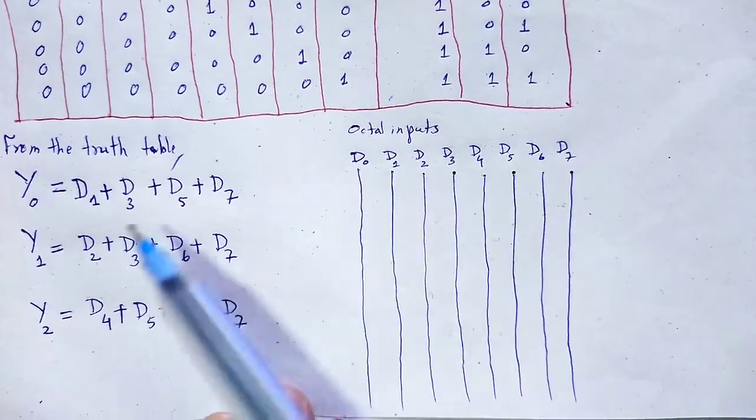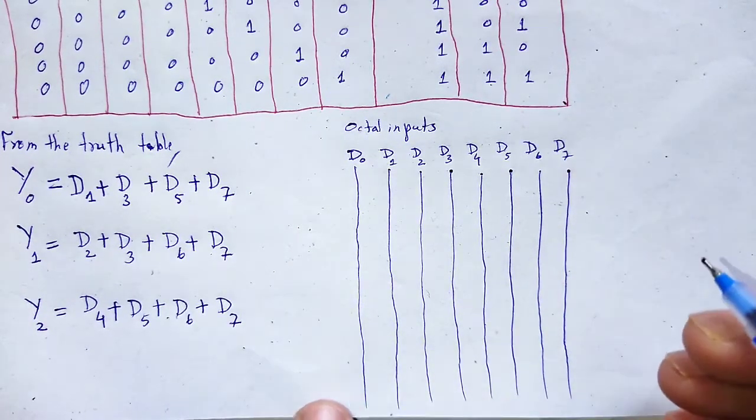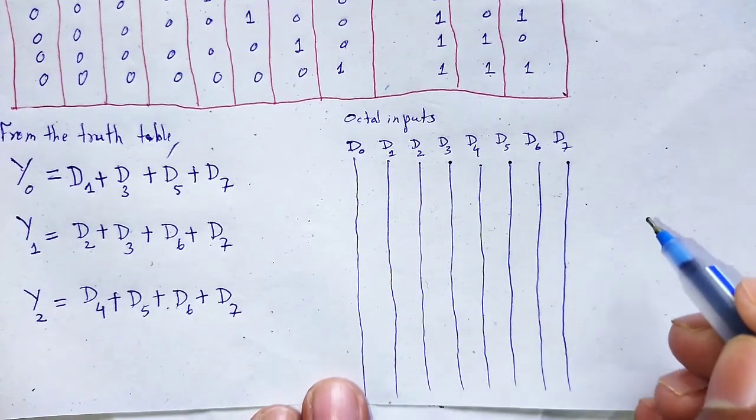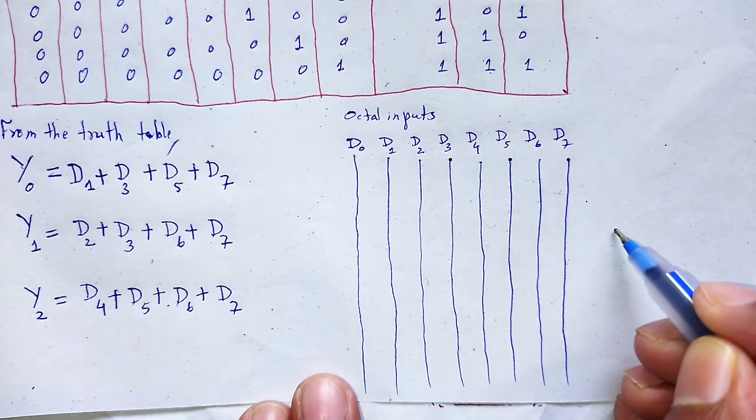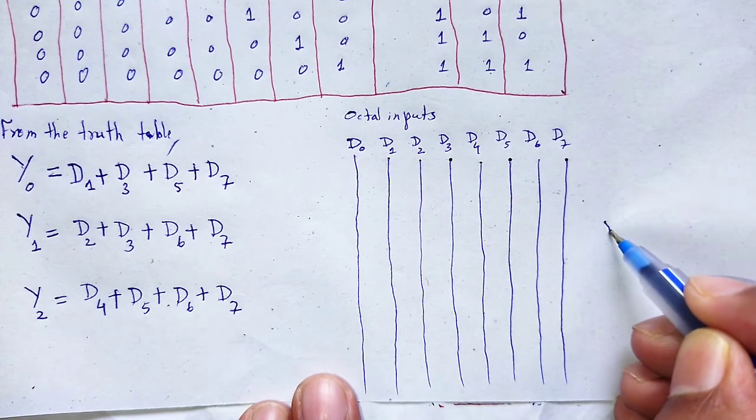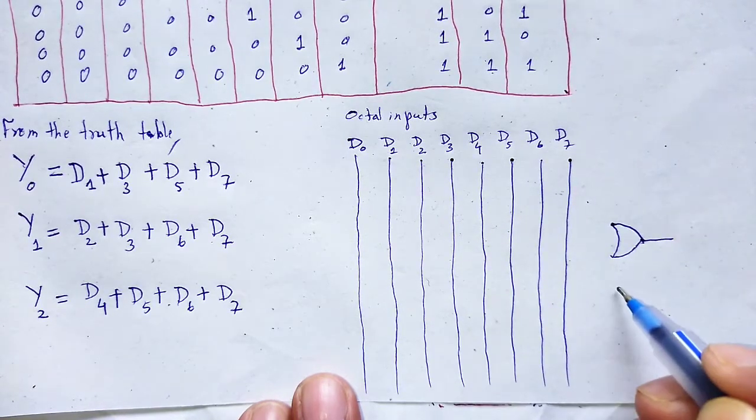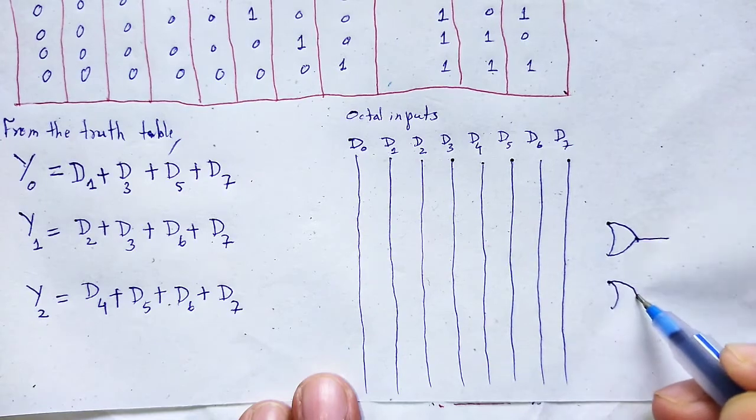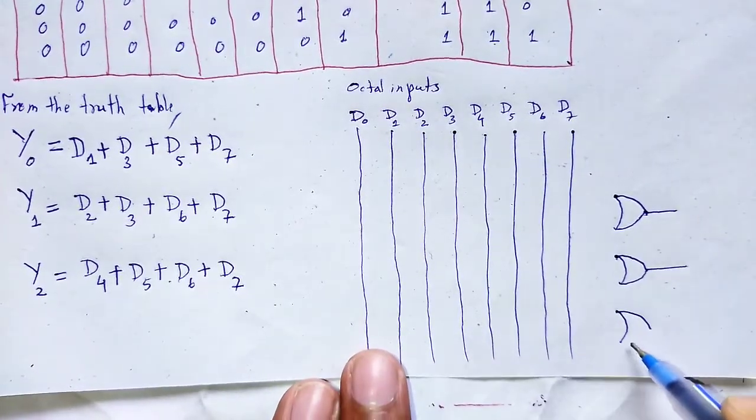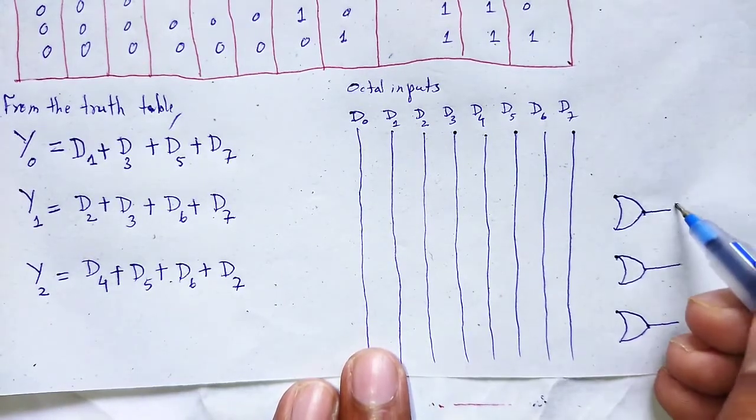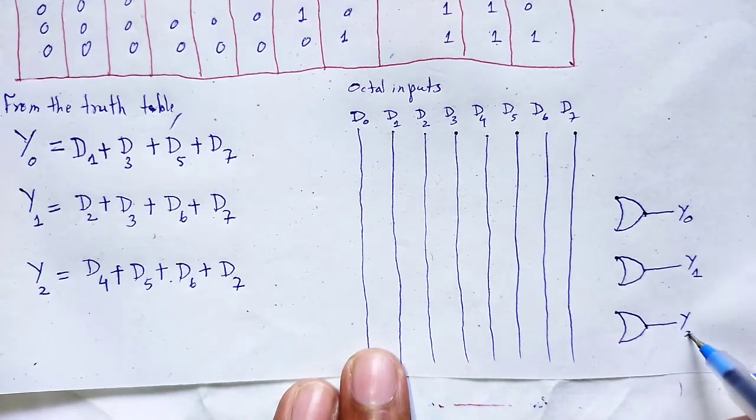At output we have y0, y1, y2. For this we use 3 OR gates. One OR gate, 2 OR gate, 3 OR gate. It has the output y0, it has the output y1, it has the output y2.